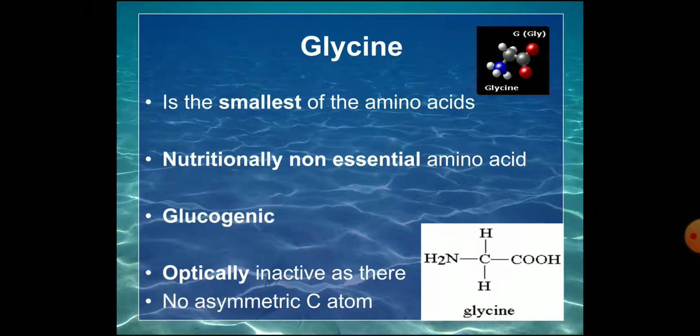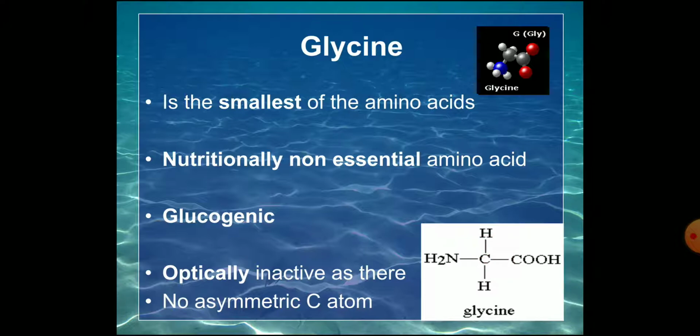So glycine is the smallest of all amino acids and it is nutritionally non-essential. You have studied the essential amino acids, but glycine is a non-essential amino acid, and it is glucogenic and optically inactive because it doesn't contain an asymmetric carbon atom. You can see the chemical structure of glycine, where there is no asymmetric carbon atom, so it is optically inactive.